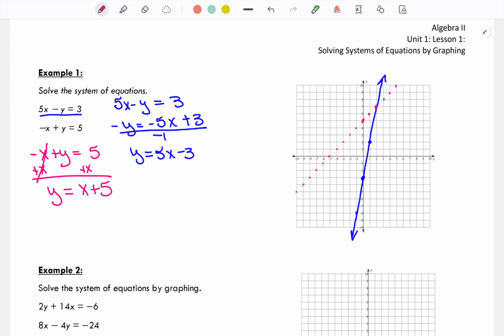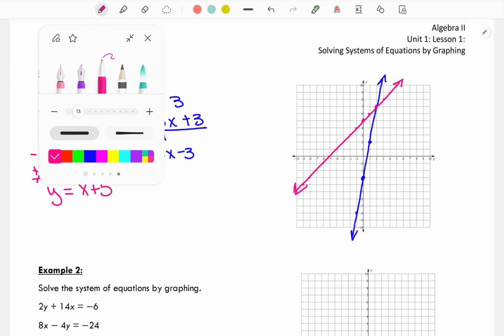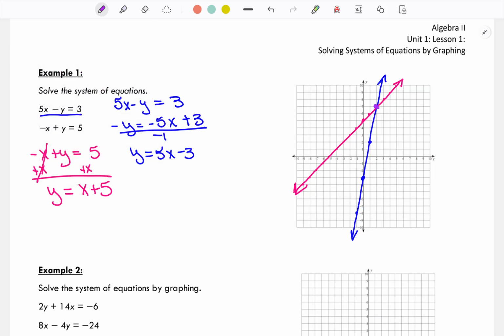I only put in this many dots because I want to make sure I draw a straight line for you guys. You actually do not have to draw this many. So the point where those two lines cross is right here, and that coordinate is 2, 7. So our solution is 2, 7.